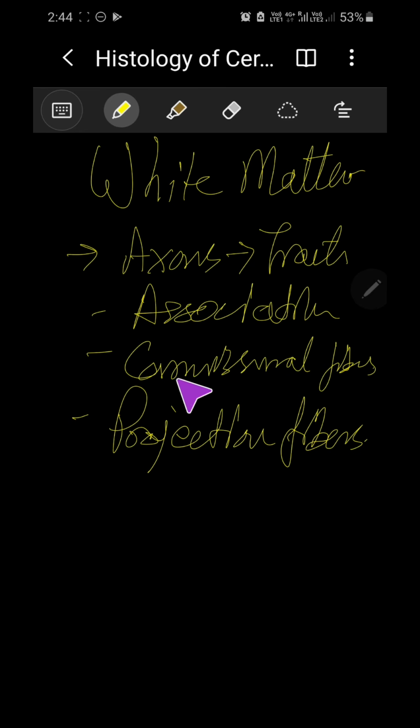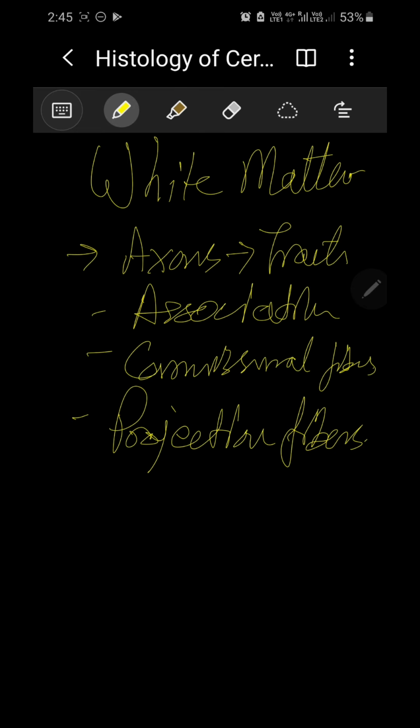Commissural fibers connect two different hemispheres, crossing from right to left, and these are the ones which descend down to the nuclei below, like in the brain stem, to the spinal cord and in the extrapyramidal tracts. Okay, so those are the projection fibers, the vertically aligned fibers.